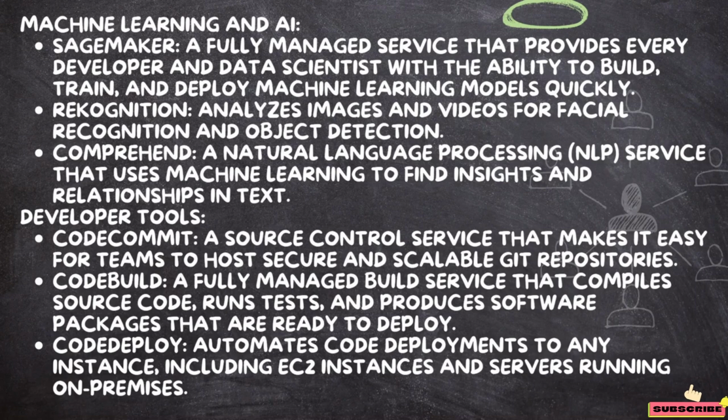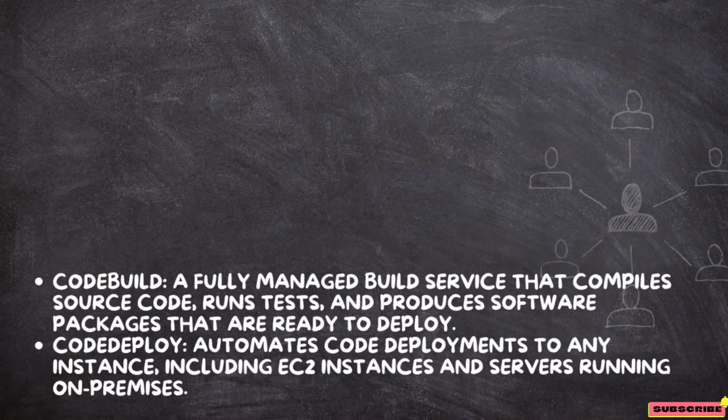Then we have the developer tools. CodeCommit, which is a source control service that makes it easy for teams to host secure and scalable Git repositories. Then we have CodeBuild, which is a fully managed build service that compiles source code, runs tests, and produces software packages that are ready to deploy. Then we have CodeDeploy, which is at the end, which automates code deployments to any instances, including EC2 instances and servers running on premises.